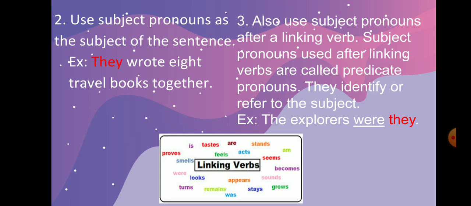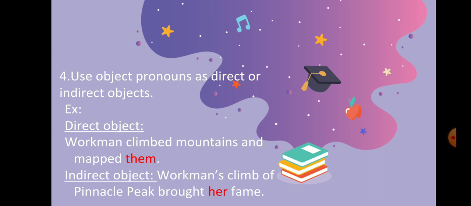The explorers were they. We don't say the explorers were them. The explorers were they. Why are we using they there? We're using they because we have a linking verb, and the linking verb is were. Again, after a linking verb, you have to put a subject pronoun, okay? After a linking verb. Let's keep going.